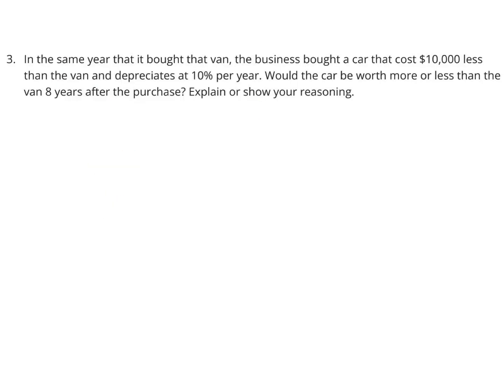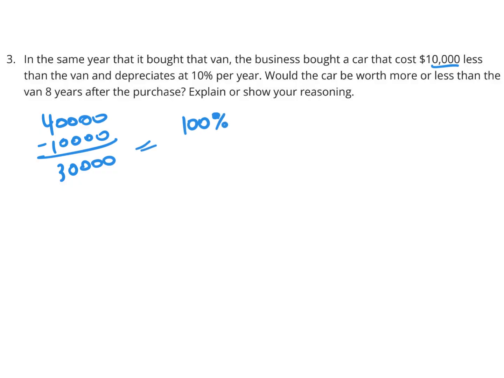Okay, in that same year, a business bought a car that cost $10,000 less. So if the van costs $40,000, the car costs $10,000 less. That means subtract. So the car costs $30,000 and depreciates at 10%. So we take 100%, which is our car starting value. We take off 10%. It is worth 90%. We divide that by 100, and we get 0.9, and this is our B.